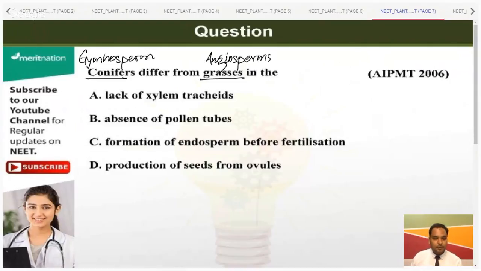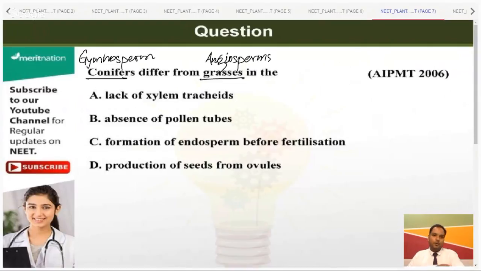Before telling you the correct answer, let me explain. There are some of the biggest differences between a gymnosperm and an angiosperm. First difference, I told you that gymnosperm do not have ovary. Their ovule is naked, so their seed is also naked. This is the very first difference that I talked about in the beginning of the class. The next biggest difference is in their endosperm. Why? Because there is a difference in their reproduction process.